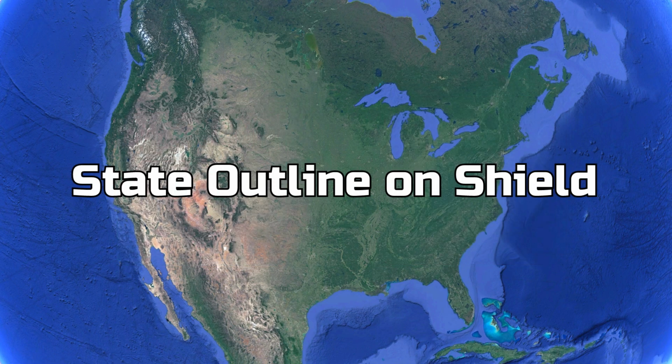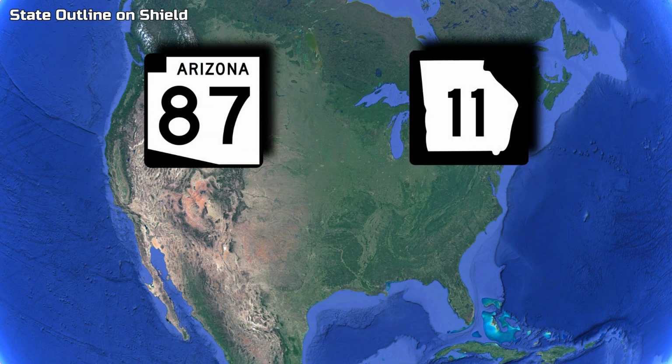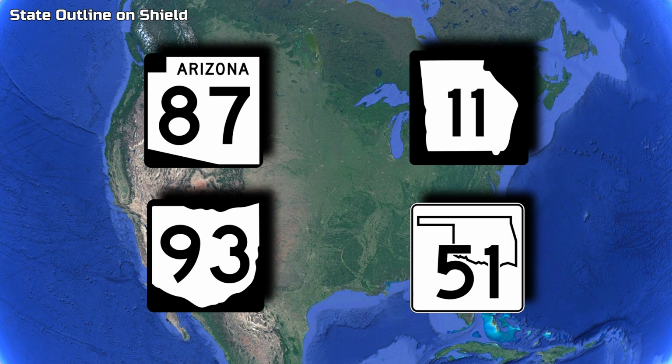Another easy kind of state highway shield is the state outline shield. Of course, these states just use their shape as the design for their shield. Again, we'll start this category off with states that don't really have a numbering pattern or any tips and tricks to go along with them. Those states are Arizona, Georgia, Ohio, and Oklahoma.